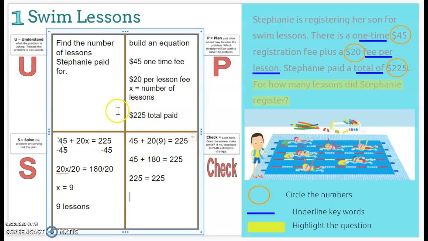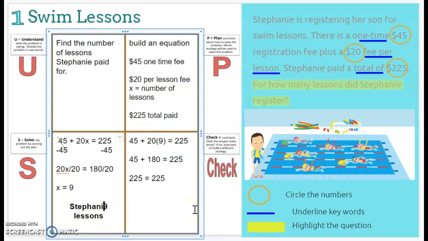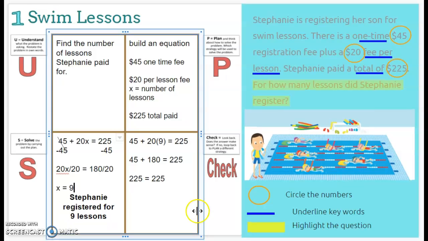So what I have found out here is that Stephanie, how many lessons did Stephanie register? Well, she registered for 9 lessons. That's how many lessons that Stephanie registered for. So 9 lessons, or we can do it like this. Stephanie registered for 9 lessons. Or you can say Stephanie paid for 9 lessons. However you'd like to go ahead and do that.